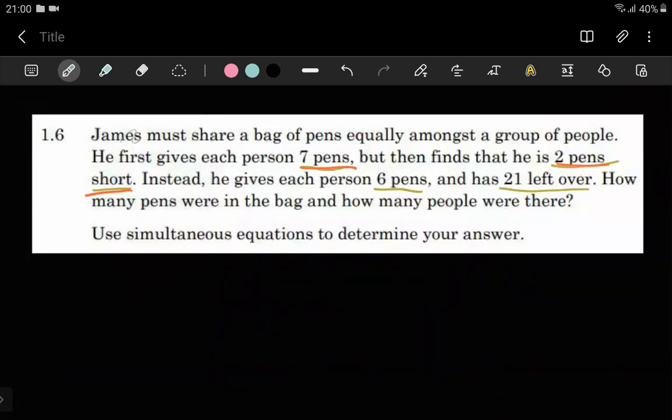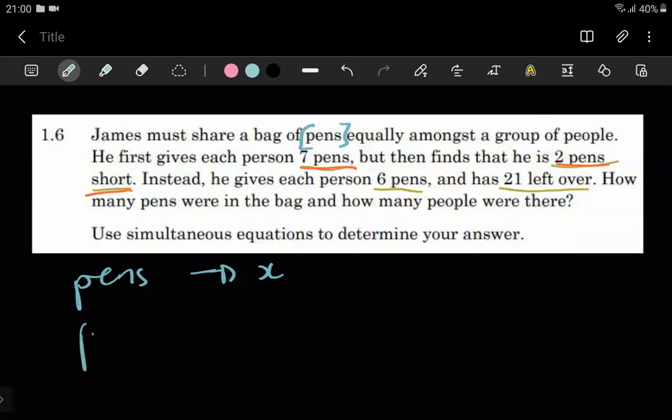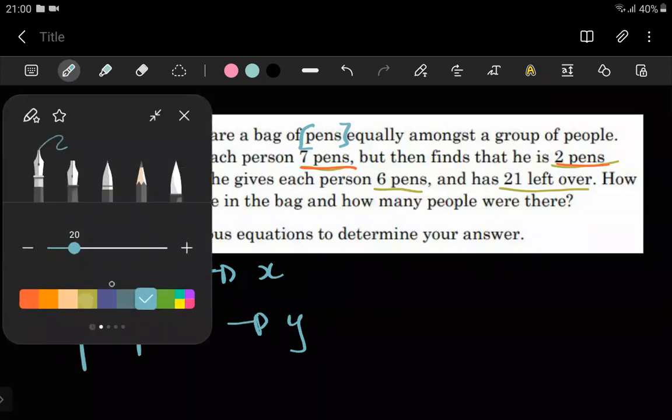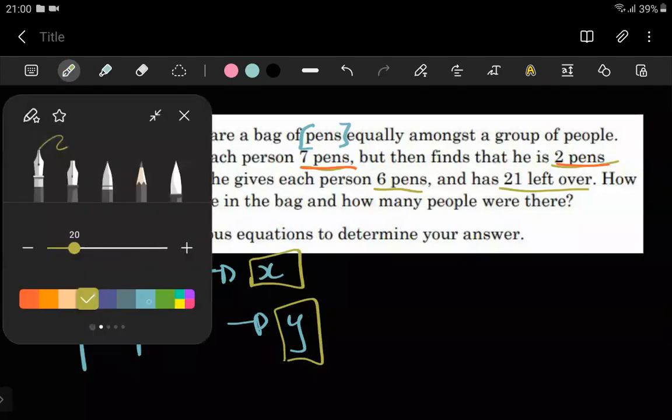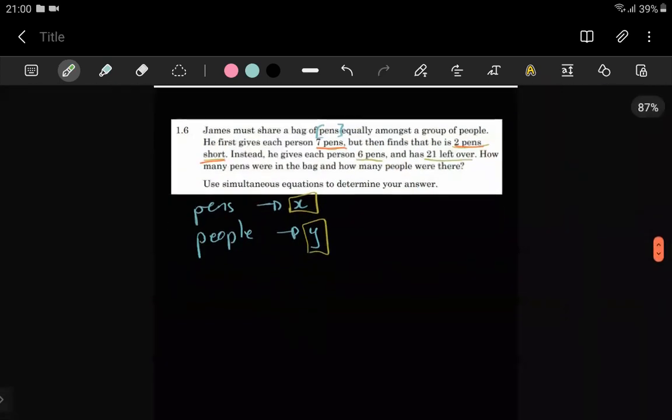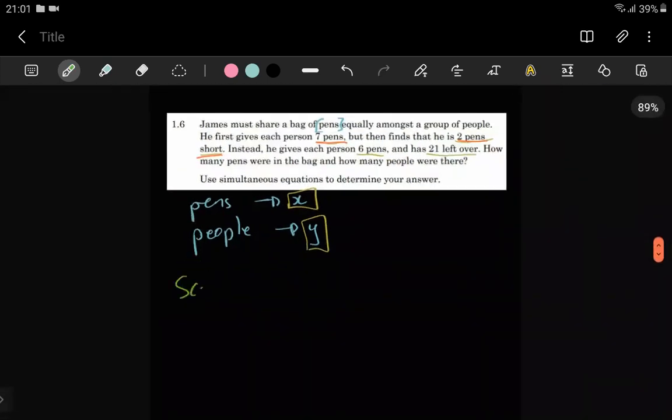Because if you read again, James must share a bag of pens. We don't know how many pens there are in the first place, so we're going to make that X. Amongst a group of people, we don't know how many people there are, so we're going to make that Y. Now, the number of pens we don't know, and the number of people we don't know. But for the first scenario, let's write here scenario 1 so that we can group our information properly.